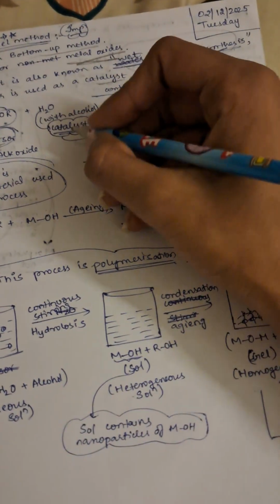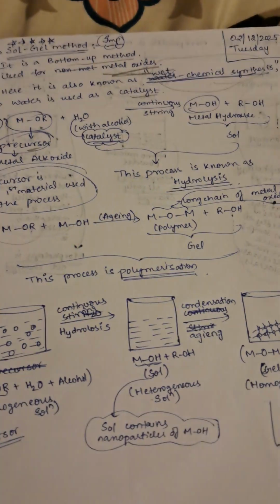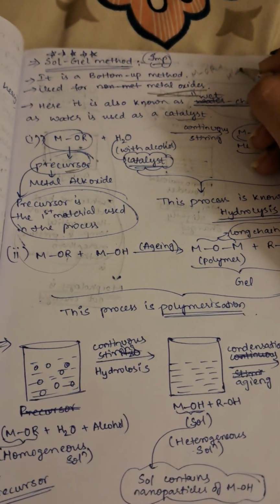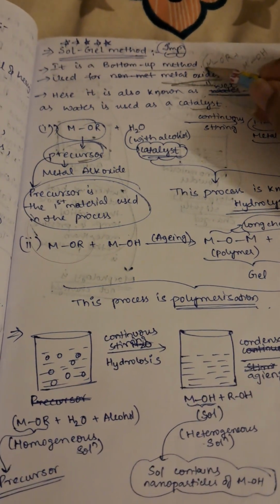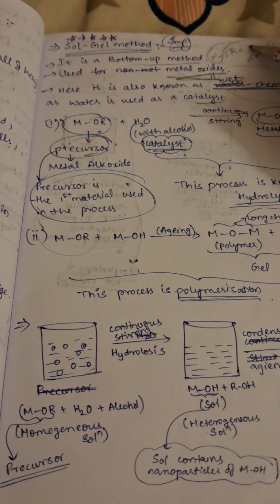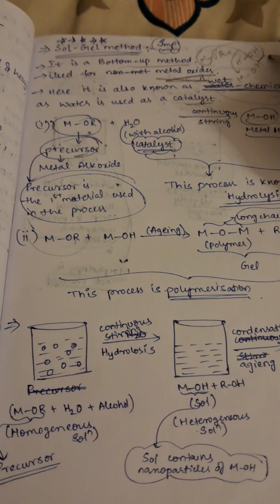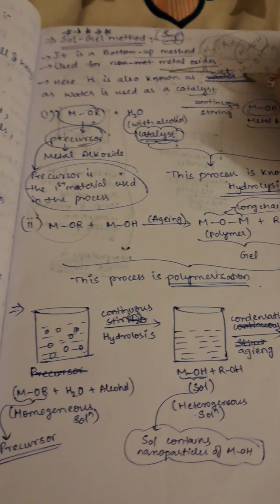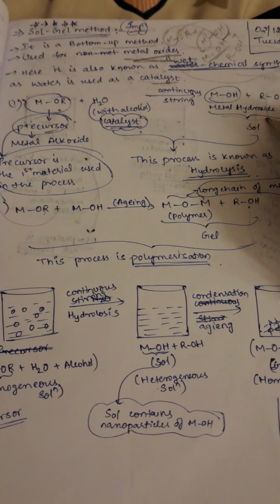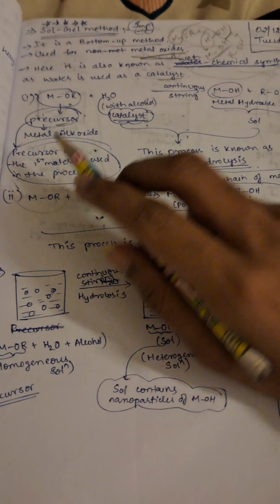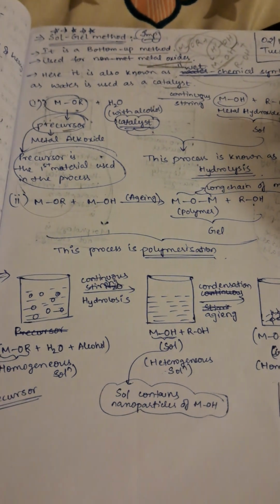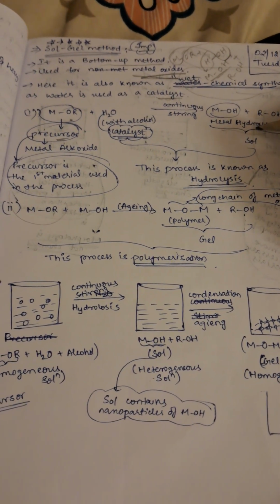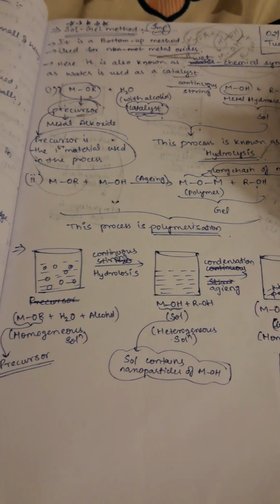So here, okay, I'll write here. MOR plus HOH gives MOH plus ROH. This MOH is metal hydroxide. So here from metal alkoxide, metal hydroxide is formed. So this process is known as hydrolysis. Now this is the first step.